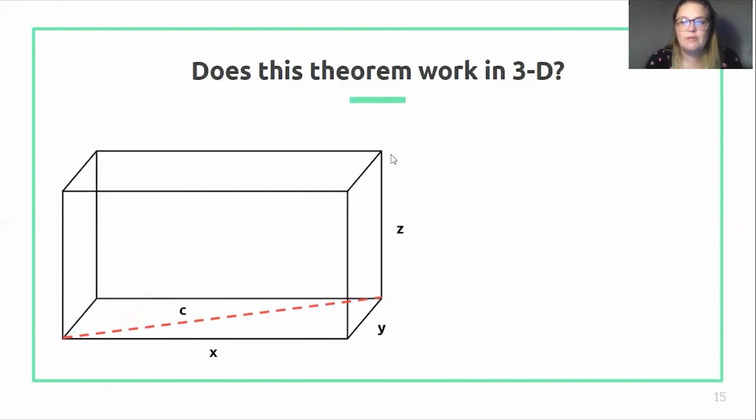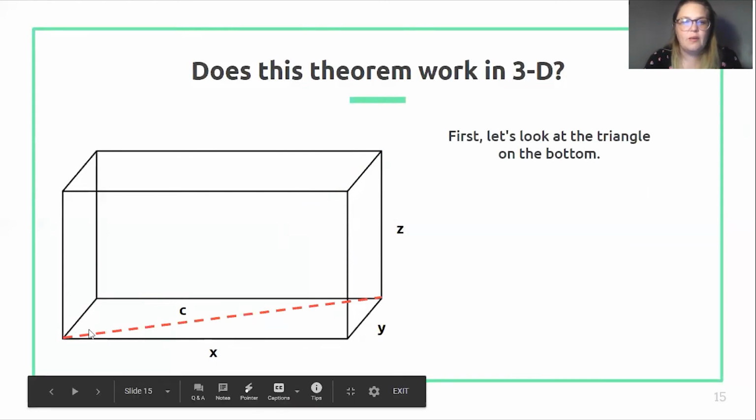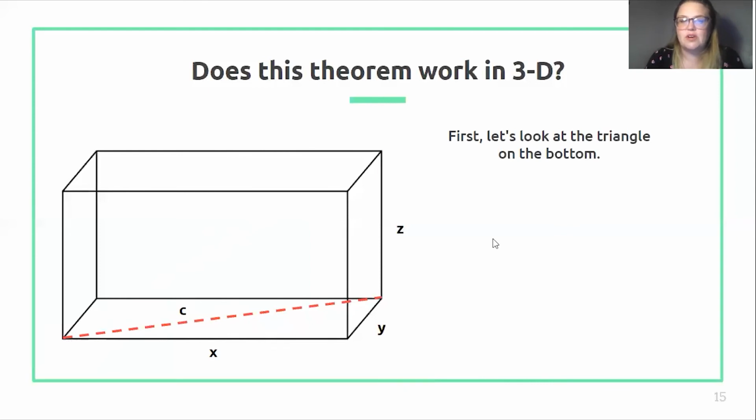So if we look at the triangle in the bottom here, we can look at the bottom rectangle of this prism. We can draw a line from this corner here at the very front to this corner here in the back. We'll call this pink line C. We can see that we have a triangle here whose sides are C, X, and Y. Okay, so using the values that were given, can we write an equation that will help us solve for the length of C?